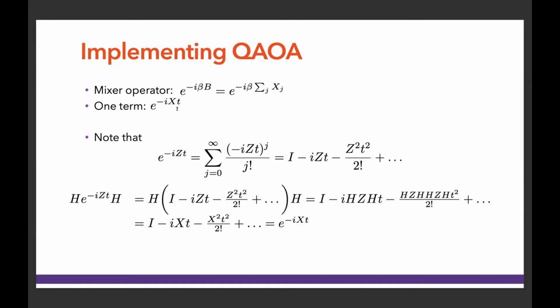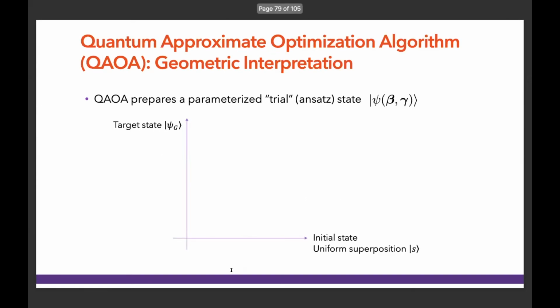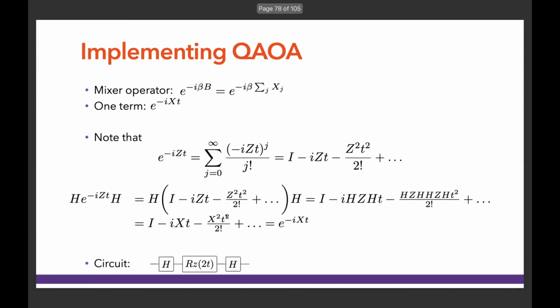And if you have a more complicated mixer, you can play around with tricks like this to try to derive a circuit for it. Though in general, of course, it gets much more complicated. Right, and this is our circuit then, Hadamard, RZ of 2t, Hadamard. And this is the entire QAOA circuit. So now we know how to implement the full QAOA circuit.